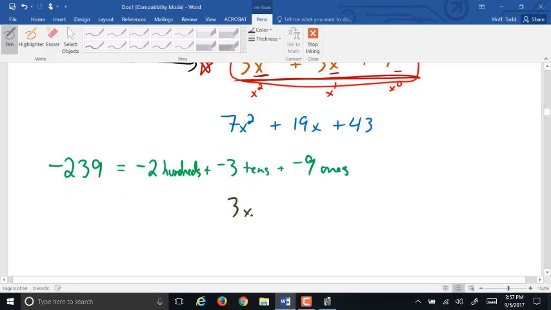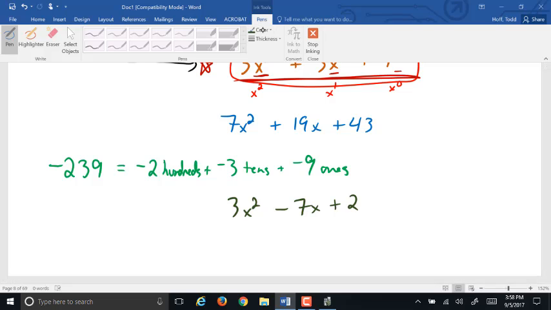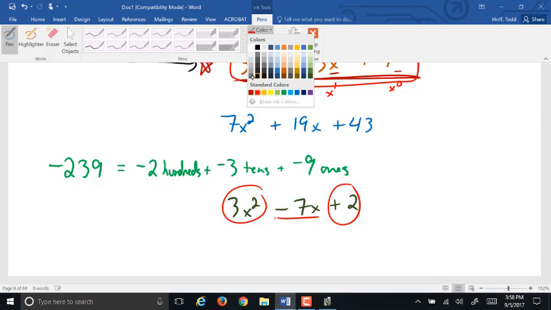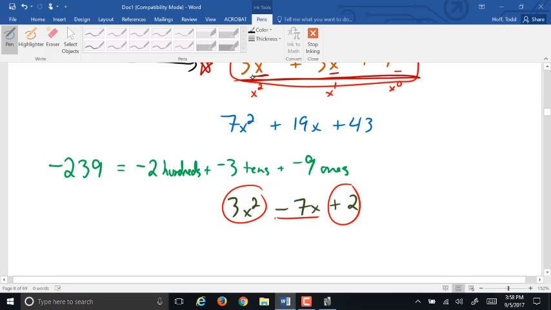I can have 3x squared minus 7x plus 2. So you can see only that middle digit is negative. The first and the third digit are positives. This one's negative. Those are both positive. But with those differences included, it still follows all the same processes. So we'll go over those in a bit.